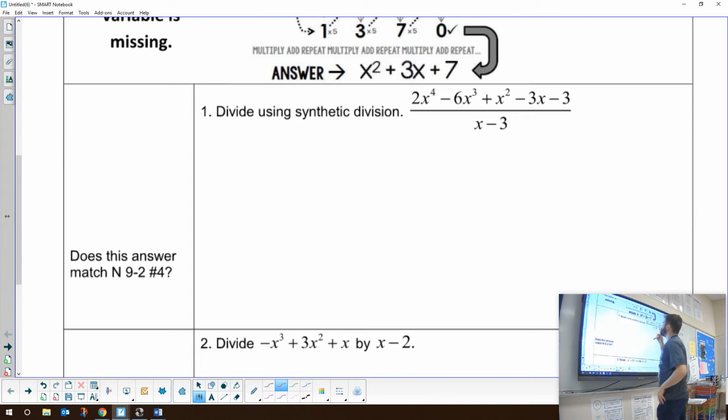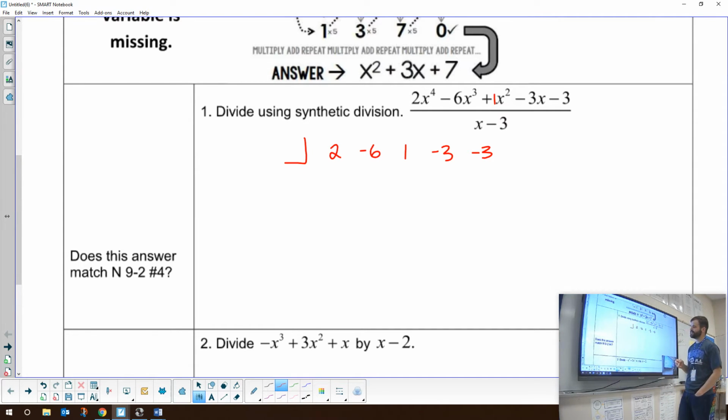So for this problem, we have no gaps, so I'm just going to write all of these in. I'm going to write 2, -6, 1, because there's a 1 right here, -3, -3. And so those are all of my numbers for the top right here. And then I'm going to draw a little backwards L, a little box right here, and I'm going to put the opposite of my number that's on the bottom. So here I have x minus 3. So what goes in here is called the 0, right? The opposite of that factor. If x minus 3 is my factor, and we set it equal to 0, my 0 would be +3. So we put a +3 right there.